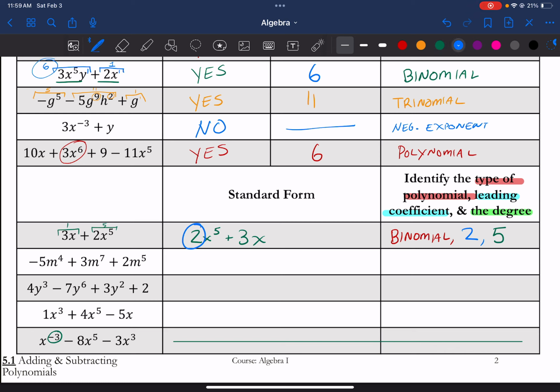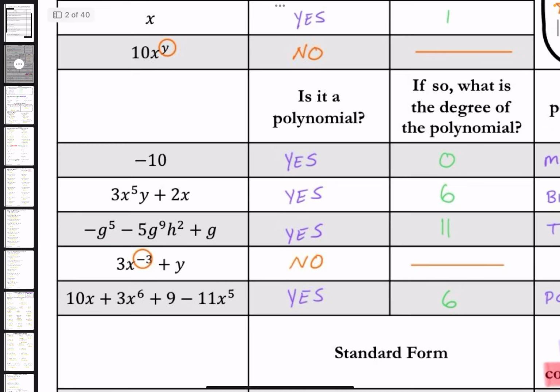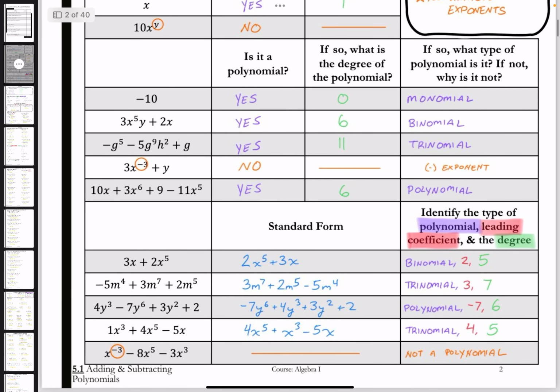Then we put the next one in order. It's going to be 3m to the 7th plus 2m to the 5th minus 5m to the 4th. This is a trinomial with a leading coefficient of 3 and a degree of 7. Go ahead and try the next 2 and then check your answers. Pause the video here. Now you're checking your answers. Take a look to see if you got them right.